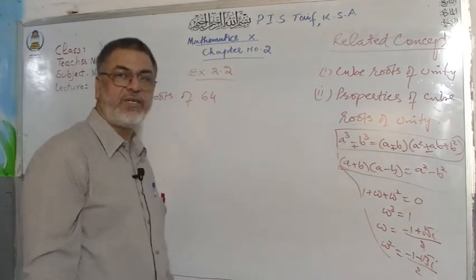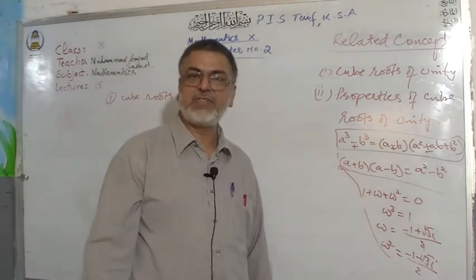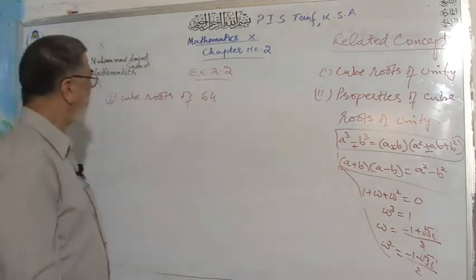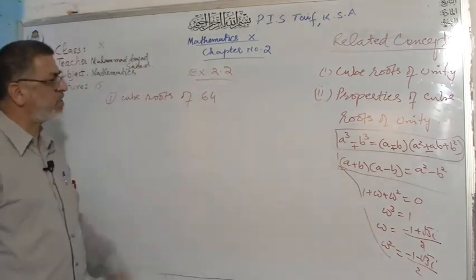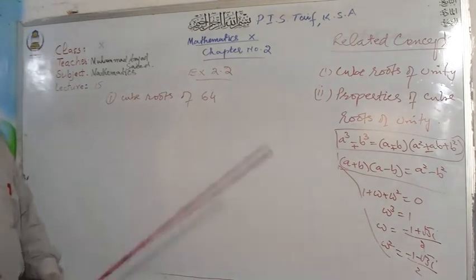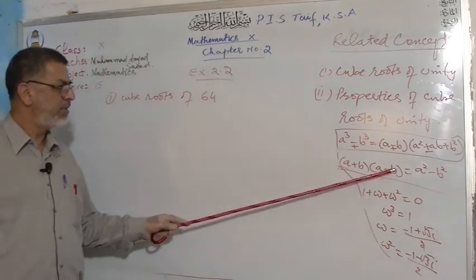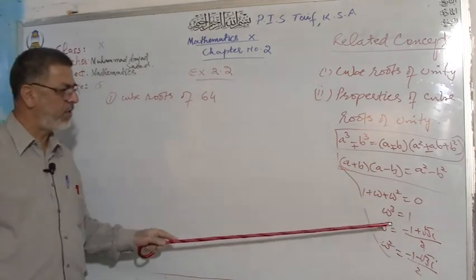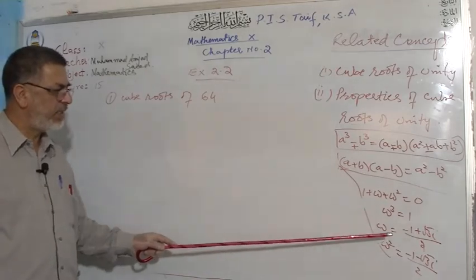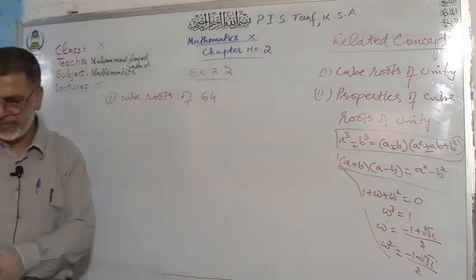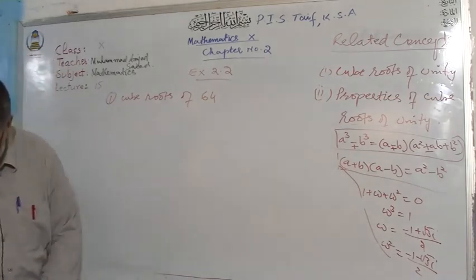Inshallah, we will continue our lecture number 15, exercise 2.2, 10th mathematics. We have to find the cube roots of 64. Remember that we have to use these formulas, along with the property that the sum of the cube roots of unity is 0, the product of the cube roots is 1, and the values of omega and omega square. You will use these values in this question.